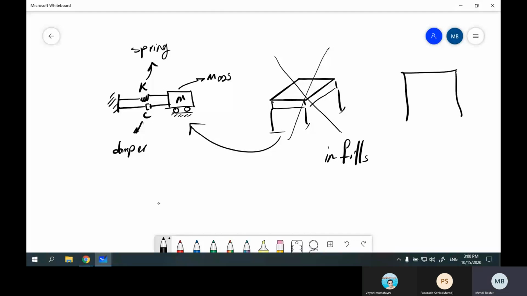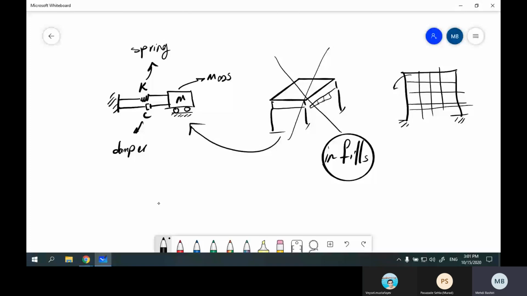Anything that fills inside the columns. These infields can be bricks. For example, here, bricks fill this empty space. Sometimes they are blocks, sometimes woods, whatever. So we call them infields. One of the mechanisms that can absorb energy, and damper represents this system.